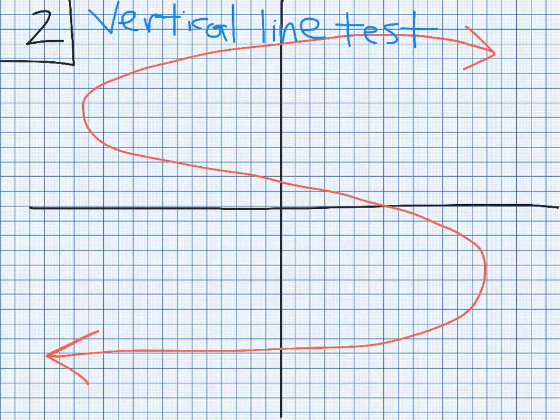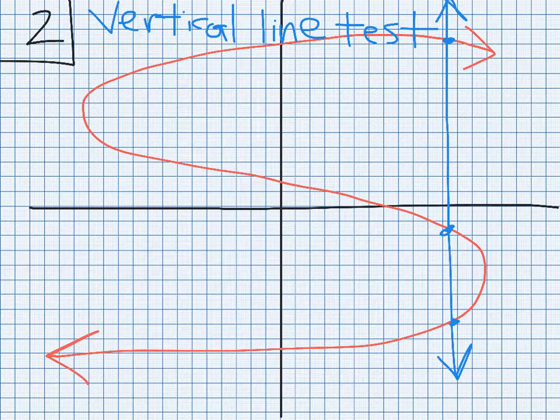The vertical line test is a way to test yes or no if this is a function or not. What you do is you draw any vertical line and you try to see if that line hits the graph more than one time. Well, in this case, for the line that I drew, it hit once, twice, and 3 times.